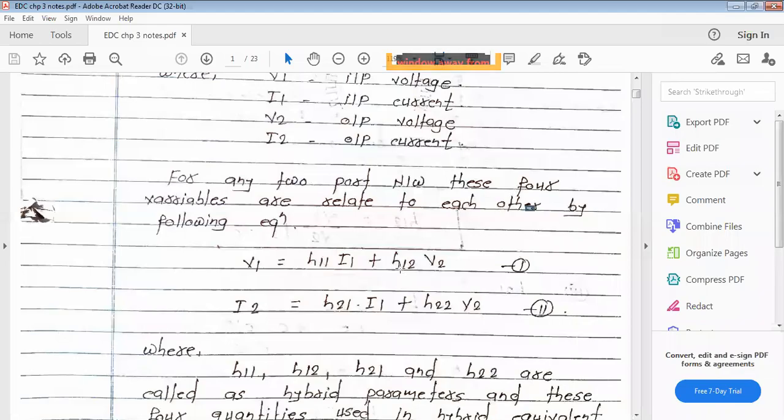What is the equation for H12? It is V1 upon V2. Now, what is the equation for H21? It is I2 upon I1. And what is the equation for H22? It is I2 upon V2.